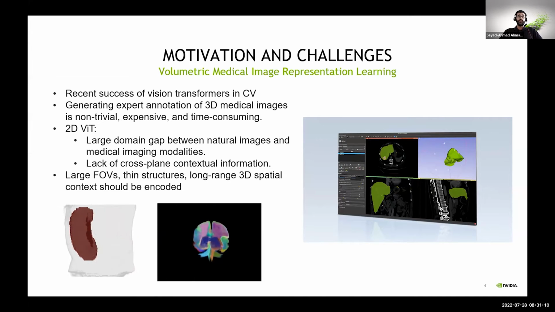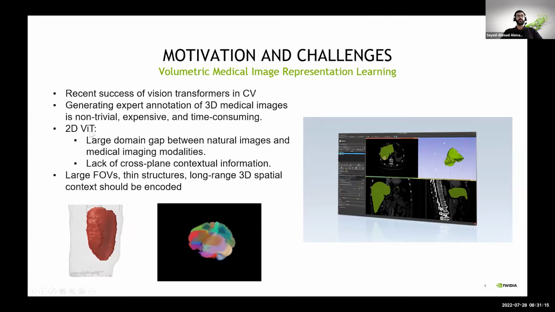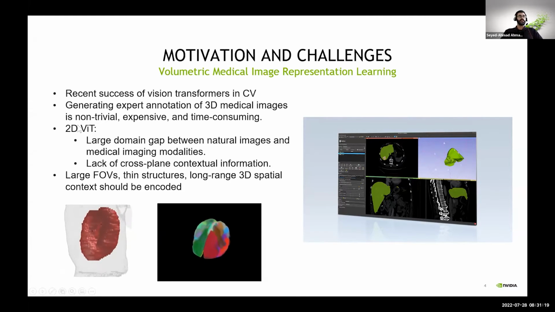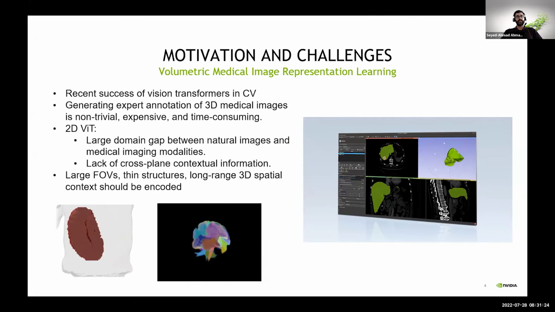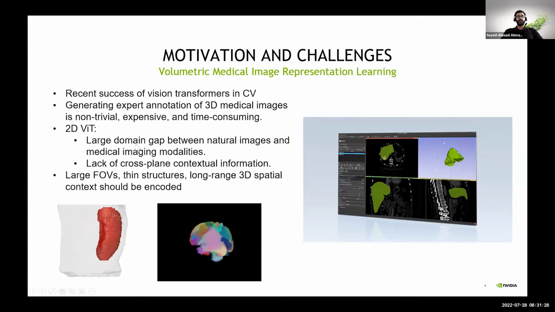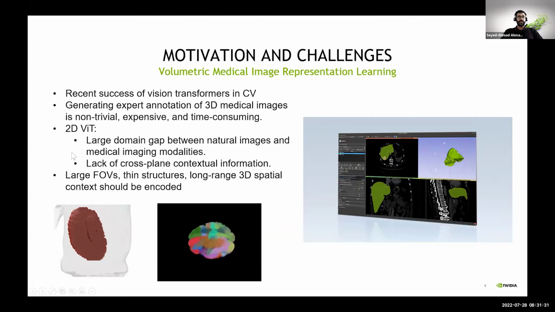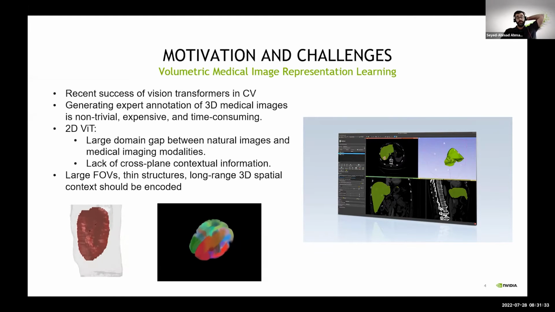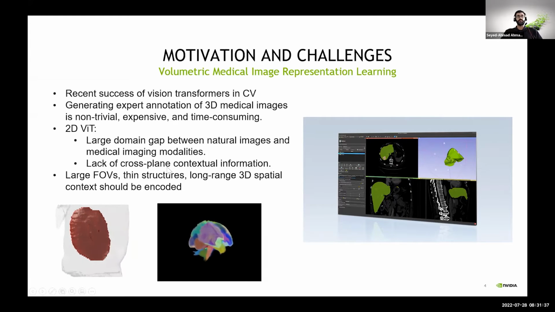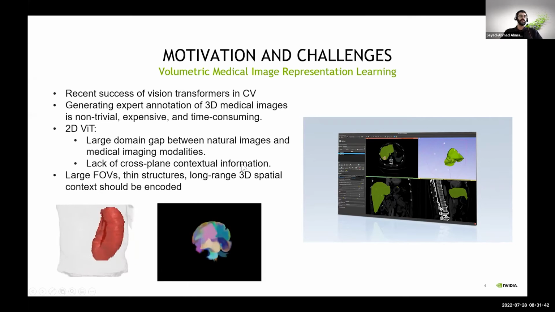So first of all, 3D. Most of these vision transformers in computer vision are in 2D, and they are sometimes pre-trained on large data sets in a self-supervised manner or supervised manner for classification at least. But there's a large domain gap between natural images and medical imaging modalities. Also, if you have 2D models, your inference results lack the cross-plane contextual information. So you get discontinuities in the z-axis.